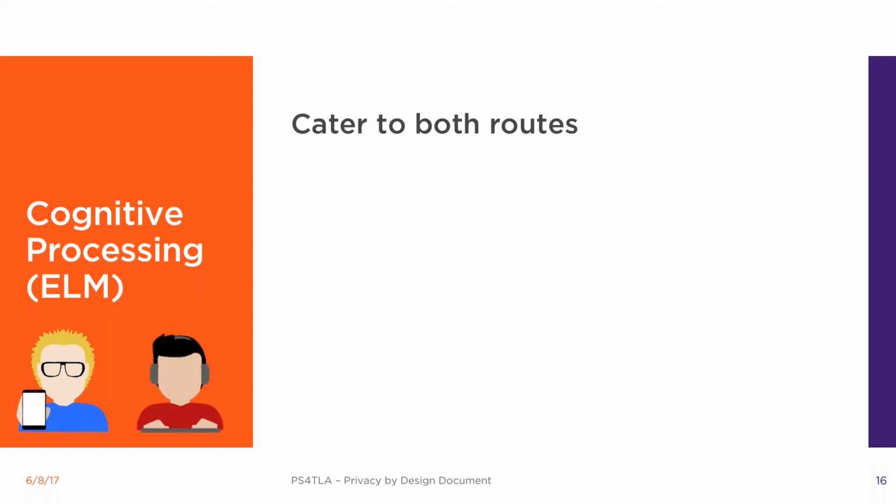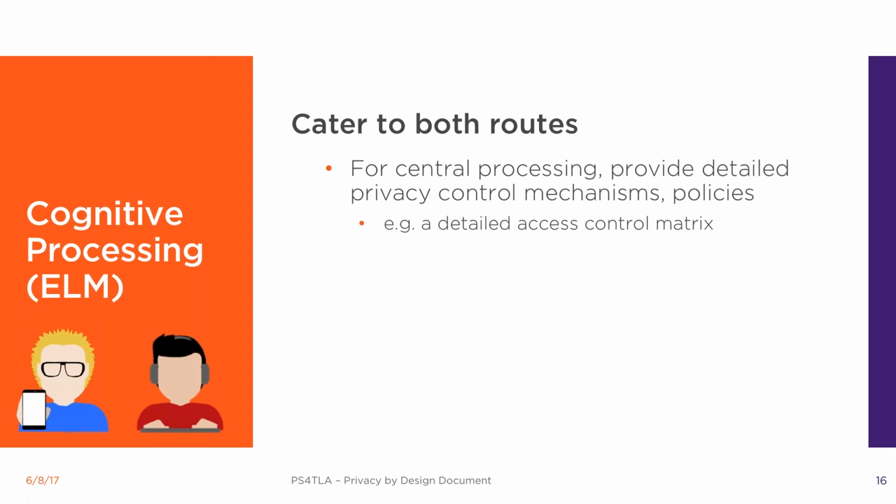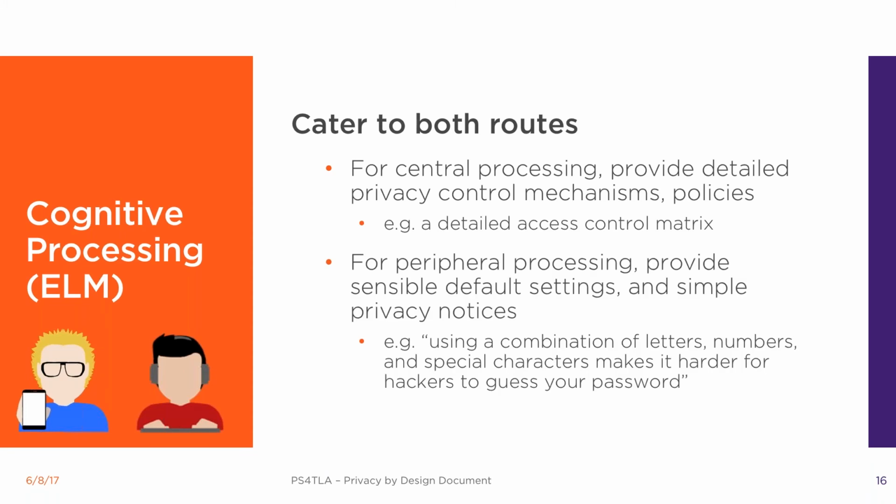So it's important for TLA to help TLA users with their privacy decisions by really catering to both of these routes. If you engage in central route processing, then a good privacy control mechanism and helping users to control their privacy at the desired level is a really good way of doing that. But for peripheral route processing, giving people a lot of control is not going to actually help.